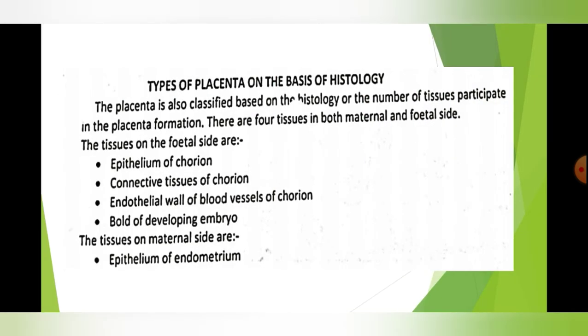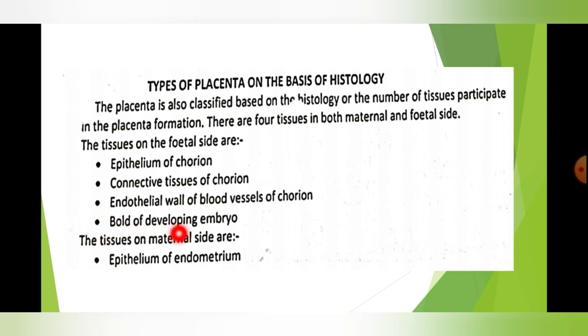And in the next part I will tell you about the type of the placenta on the basis of histology. The placenta is classified based on the histology. Histology means study of tissues and organs, or the number of tissues participating in the placenta formation. There are 4 types based on that: maternal and fetal sites. The tissues on the fetal side are epithelium of chorion, then connective tissue of chorion, then endothelial wall of blood vessels of chorion, then mold of developing embryo.